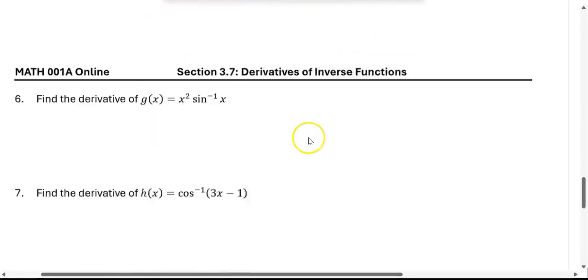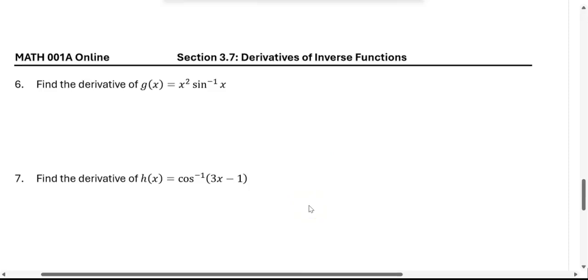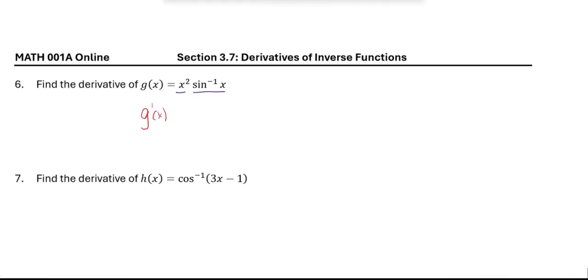Think about that one. Let's try one again here. Here you may notice we have the product rule, x squared times sine inverse x. All right, so when we do our product rule, remember it's derivative of the first, so derivative of x squared, 2x, times the second, sine inverse x, plus the first, x squared, times the derivative of the second, the derivative of sine inverse of x.